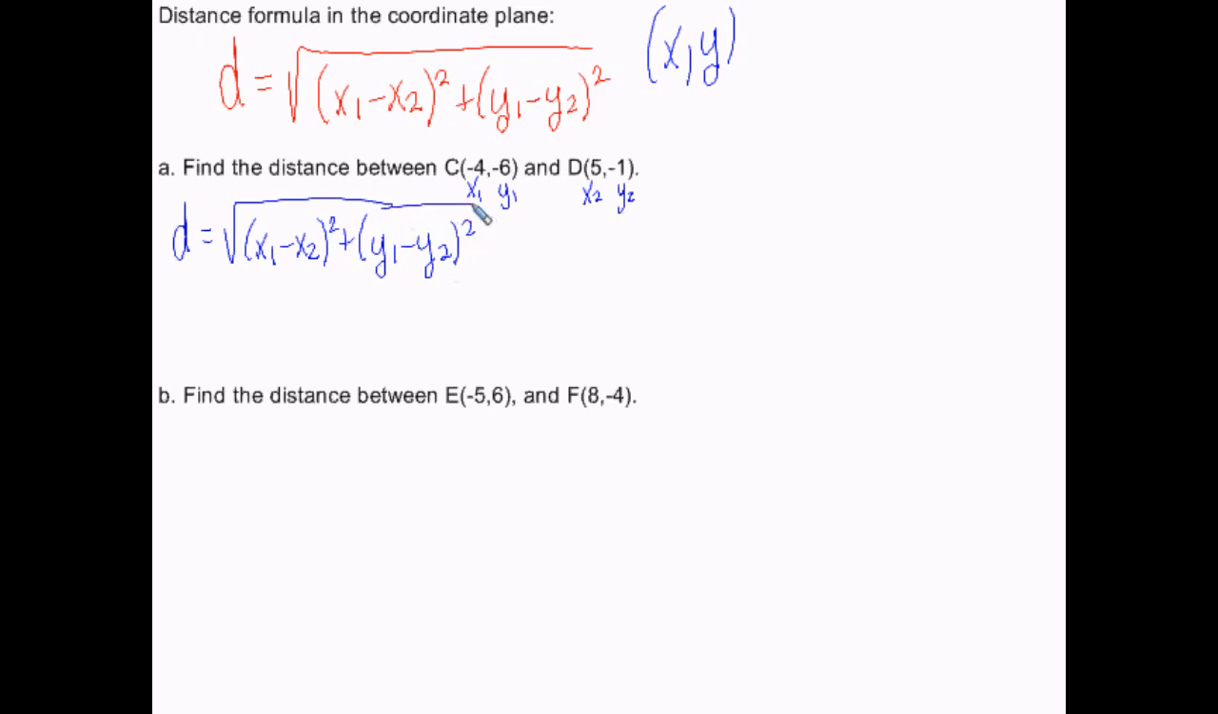Okay. Where you see an x1, we put a -4. Where I see an x2, I put a 5. Y1 gets a -6. Y2 gets a -1. Now you'll notice here I have minus -1 because there's that minus and then the minus from the -1. So there's 2 of them. So that has to be in there.